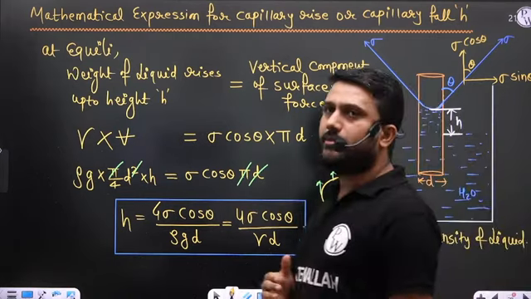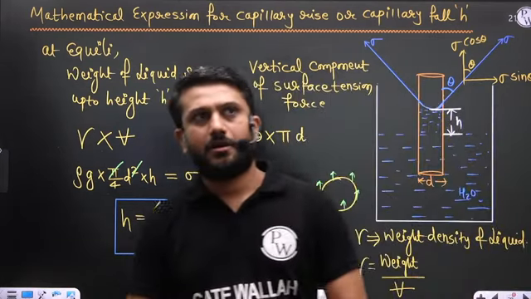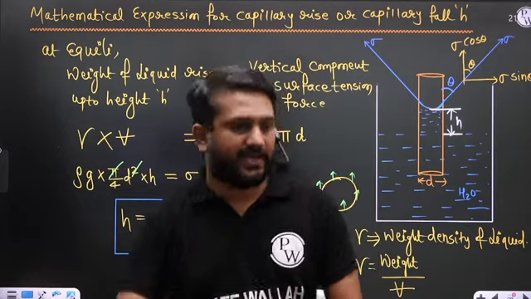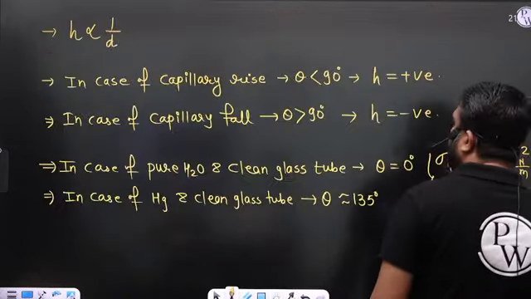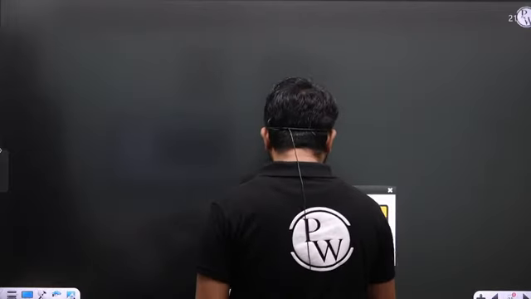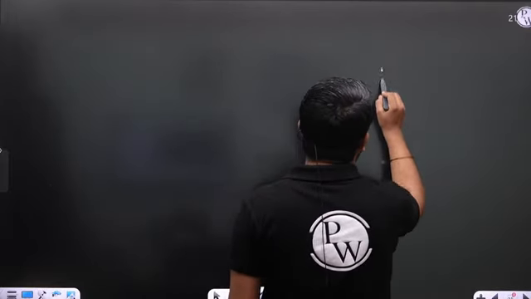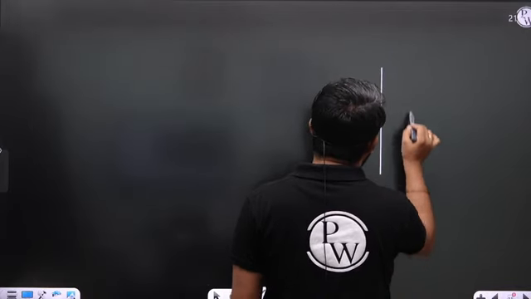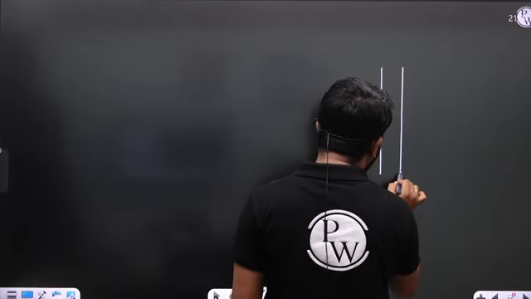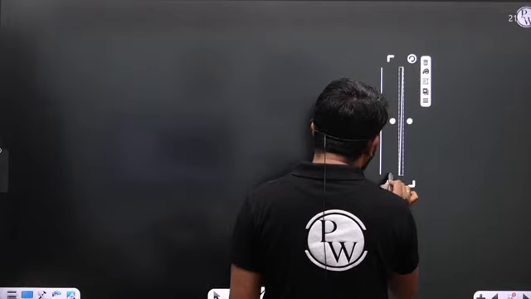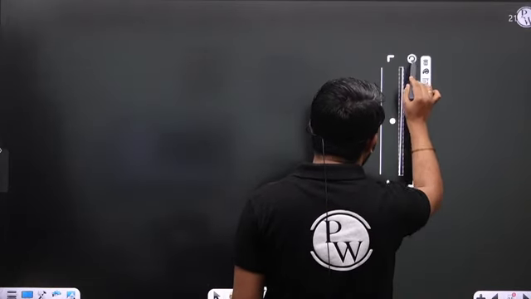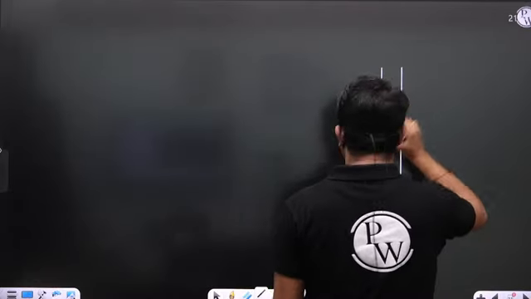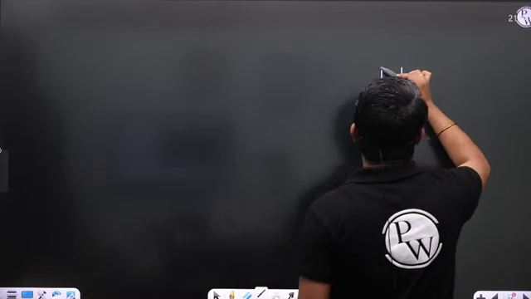But if I'm talking about it, let us consider the narrow passage is formed by using two plates. Let us consider this is plate number 1 and this is plate number 2. Right? Plate number 1 and plate number 2. These are two plates.